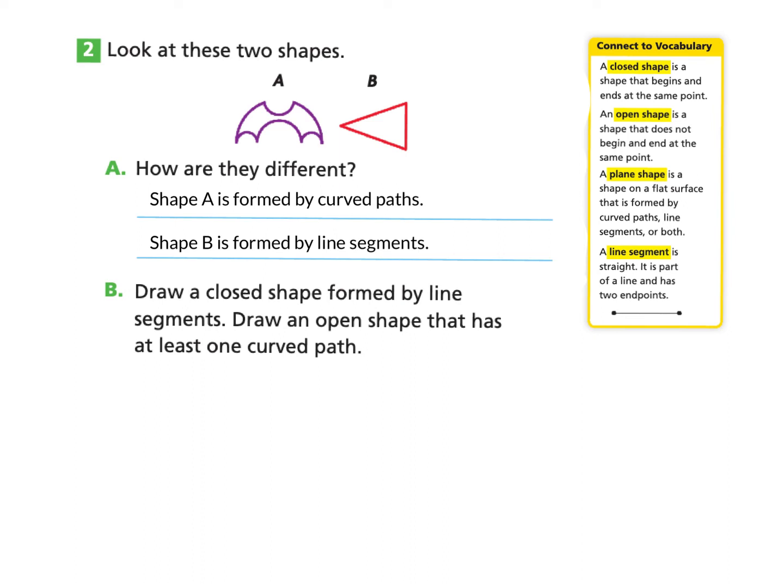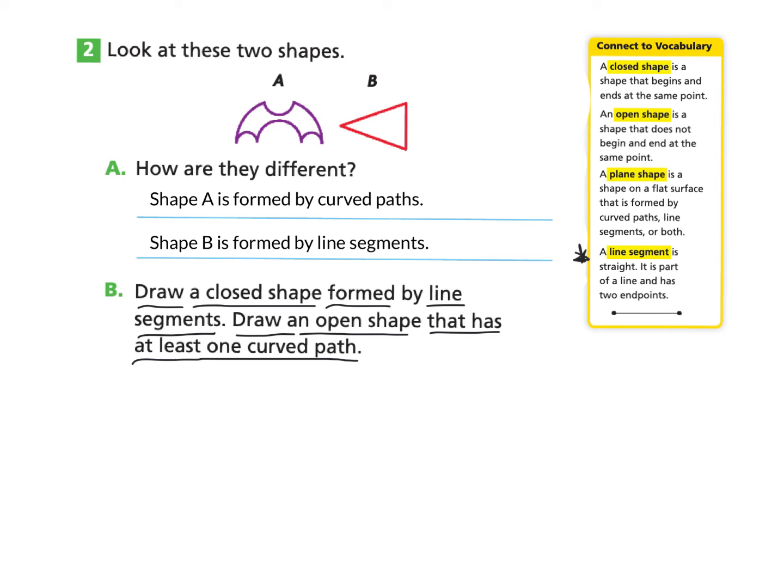Now let's take a look at part B. Part B asks us to draw a closed shape formed by line segments. And here's a reminder again about what a line segment is. It's part of a line that has two endpoints, just like shape B up top. And then draw an open shape that has at least one curved path. And again, shape A above us has some curved paths for you to use as an example.